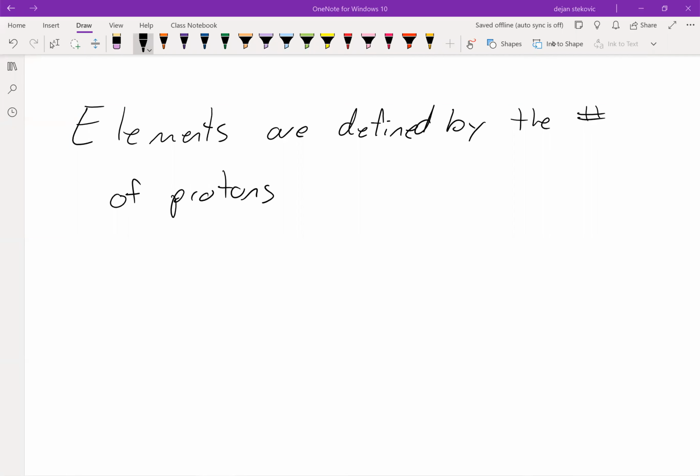All right, so last time we learned about what makes up an atom. When we're talking about elements, hydrogen, helium, lithium, beryllium, that kind of thing, what matters is the number of protons. So what we say is that elements are defined by the number of protons. For example, let's say you had 1 proton, 0 neutrons, and then 1 electron. You are hydrogen, because hydrogen has 1 proton.